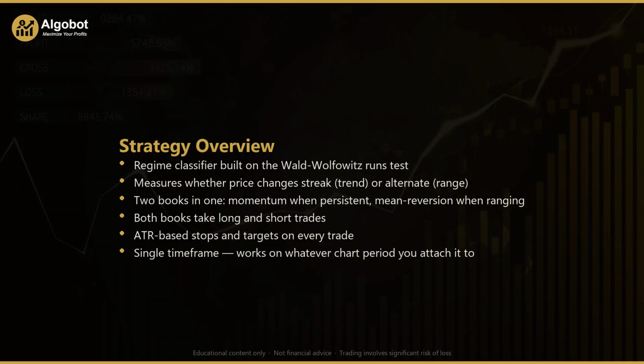Both books trade long and short, and every trade uses stops and targets based on the average true range, so position risk adapts to volatility. It runs on a single time frame, whichever chart you attach it to. This design suits traders who are curious about adaptive, statistics-driven systems and who want to study how one measurement can drive two opposite behaviors. As always, this is educational information, not financial advice.